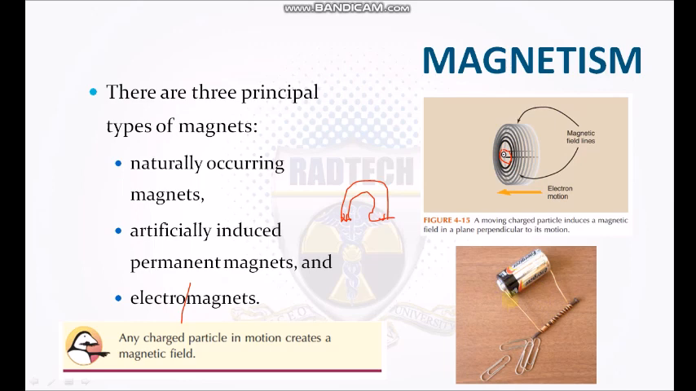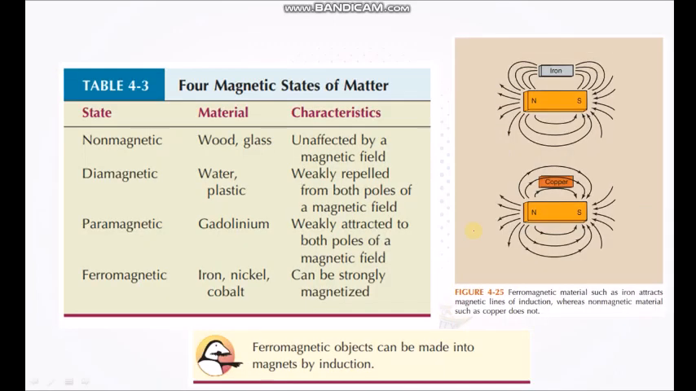If electrons are passing through the wire and there's a nail here, that means it can attract small pieces of metal. Okay, so earlier we had the electric states of matter. This time we have magnetic states of matter. So you have a non-magnetic material, a diamagnetic material, a paramagnetic material, and then a ferromagnetic material. Non-magnetic materials are unaffected by a magnetic field. Like for example, this one, unaffected by the magnetic field.